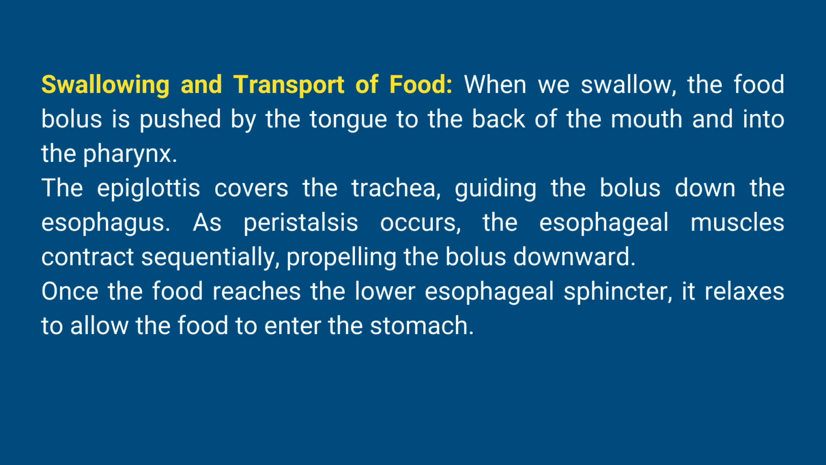Swallowing and transport of food. When we swallow, the food bolus is pushed by the tongue to the back of the mouth and into the pharynx. The epiglottis covers the trachea, guiding the bolus down the esophagus. As peristalsis occurs, the esophageal muscles contract sequentially, propelling the bolus downward. Once the food reaches the lower esophageal sphincter, it relaxes to allow the food to enter the stomach.